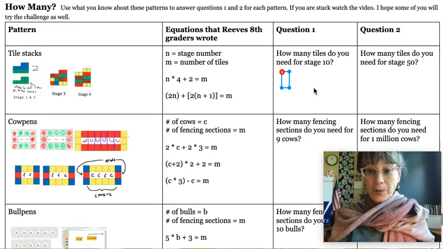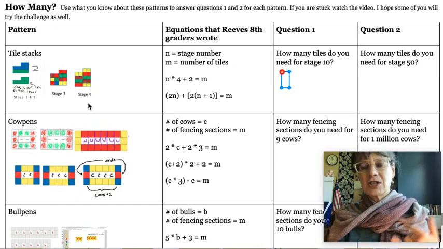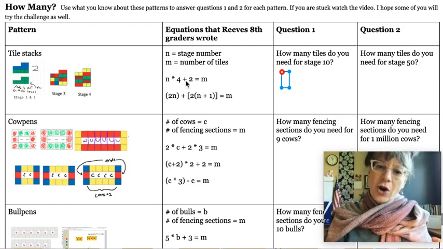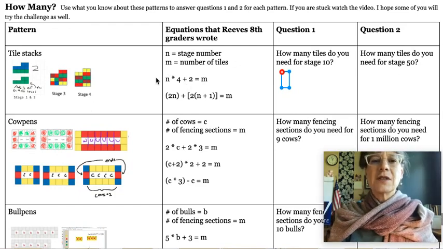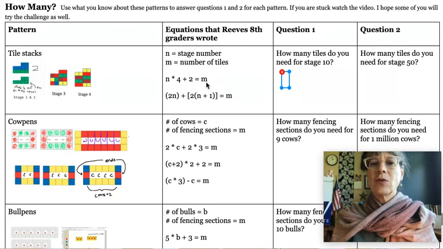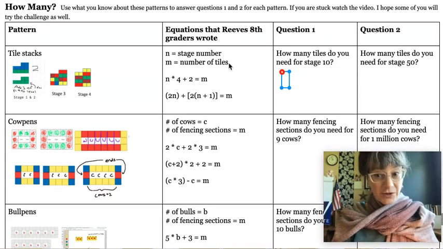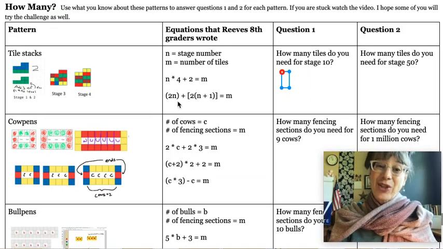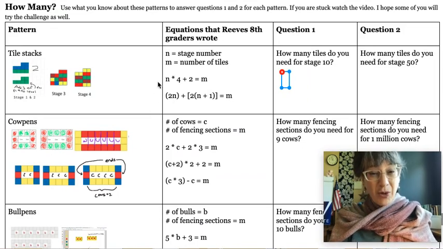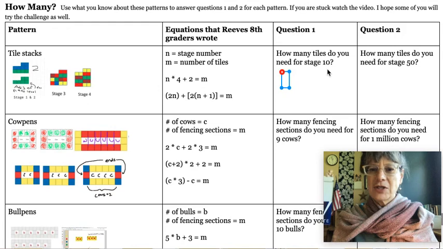Of course, you could go to Braining Camp, use what you know about tile stacks, and build stage 10 and count the tiles. You could also use one of these equations. So if you read this, it reads n times 4 plus 2 equals m, with n being the stage number and m being the number of tiles. Here's another equation that one of you wrote. Both of these will work, so you can choose which one you want to use to figure out how many tiles you need for stage 10.